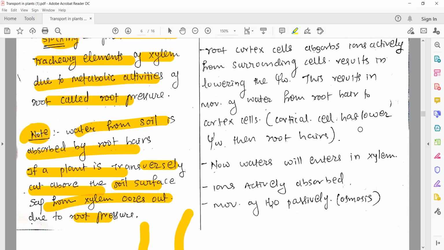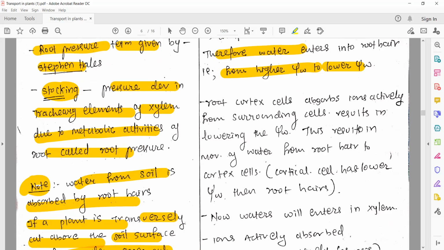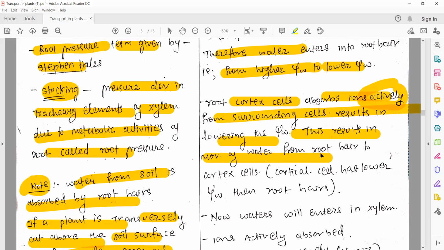Understood very clearly. Now let's go ahead. See, root cortex cells absorb ions actively. This is a very important statement. Root cortex cells absorb ions actively, that means it is an ATP expenditure, from the surrounding cells, resulting in lowering of the water potential. Now this results in the movement of water from the root hair to the cortex cells, meaning the water has to move from the root hair to the cortex cells.